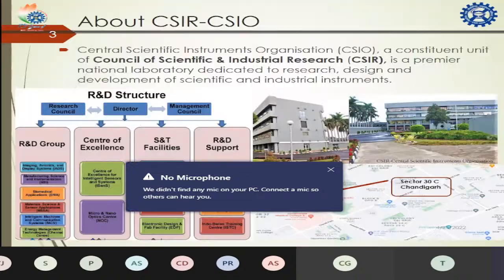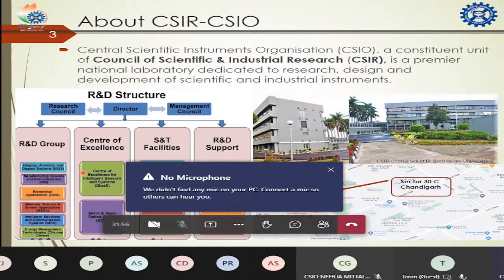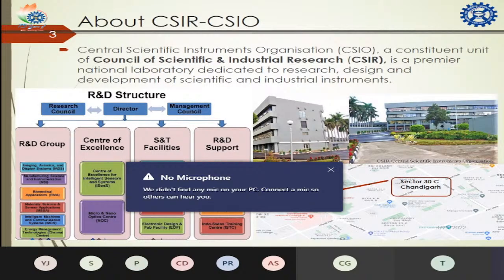As you see, we have various verticals in our R&D group. There's imaging, avionics, display systems, IIDS, manufacturing science and instrumentation, biomedical applications, material science and sensor applications, intelligent machines and communication systems, energy management technologies. There is a Chennai-based center. These are the verticals, and these are the horizontals: business, BDPM, industry connect, information service divisions, ISTC center that runs a diploma course through our institute. It's based in Sector 30C, Chandigarh, and everyone is very much welcome to visit this institute in future.